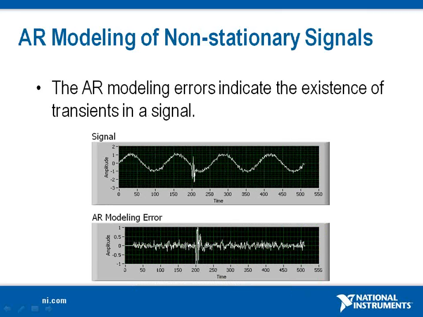If there are transients in a signal, there might be transients in the modeling error. As shown in the example in the slide, there is a spike in the sine wave. Because the majority of the signal is a sine wave, AR can represent the sine wave, but the AR model cannot pick up the spike and the white noise. So the spike will be part of the AR modeling error.